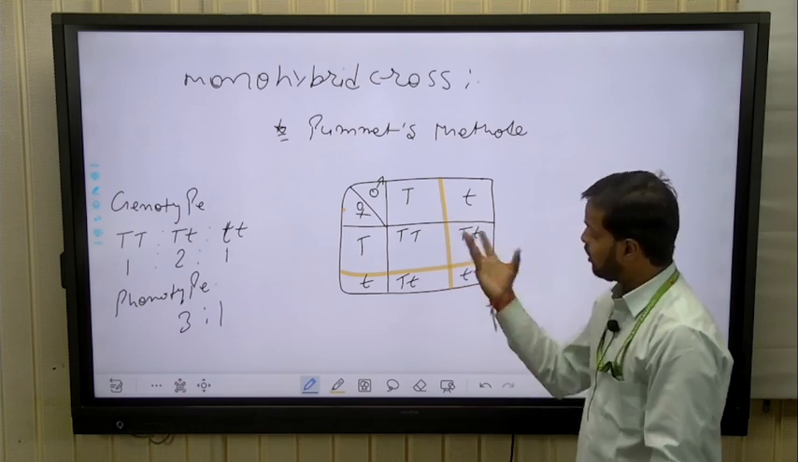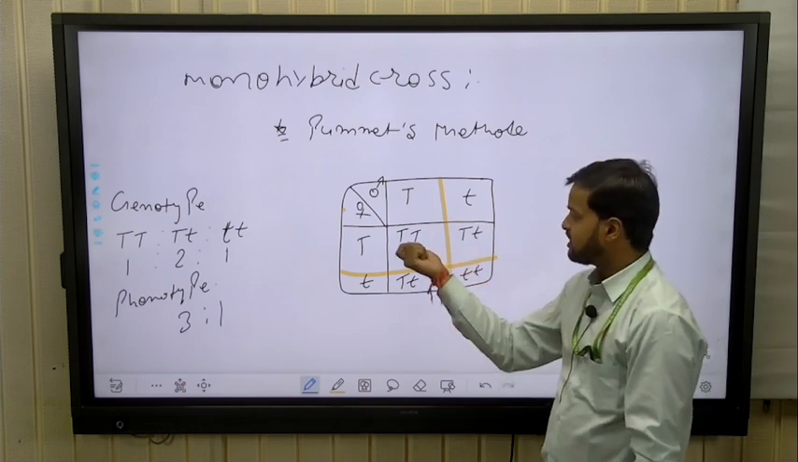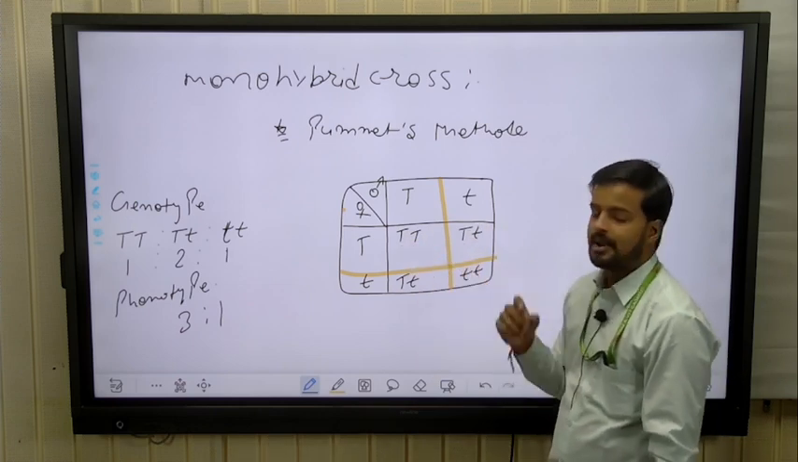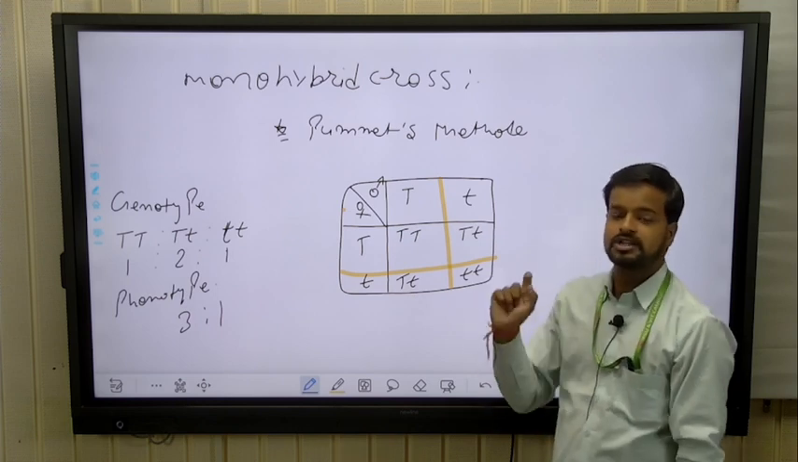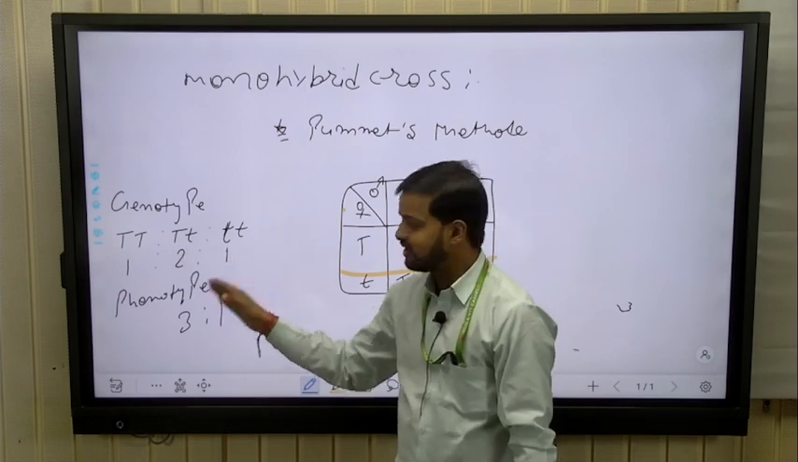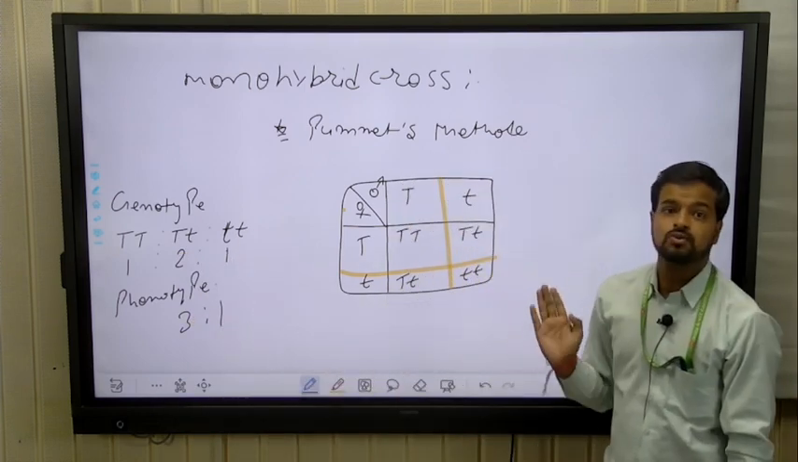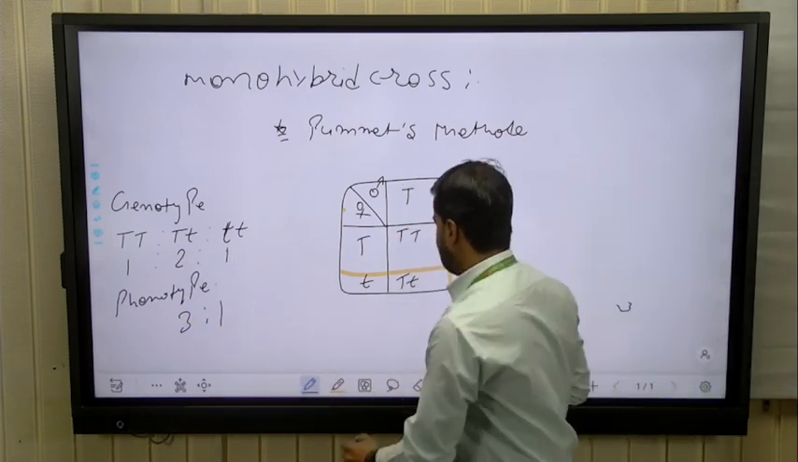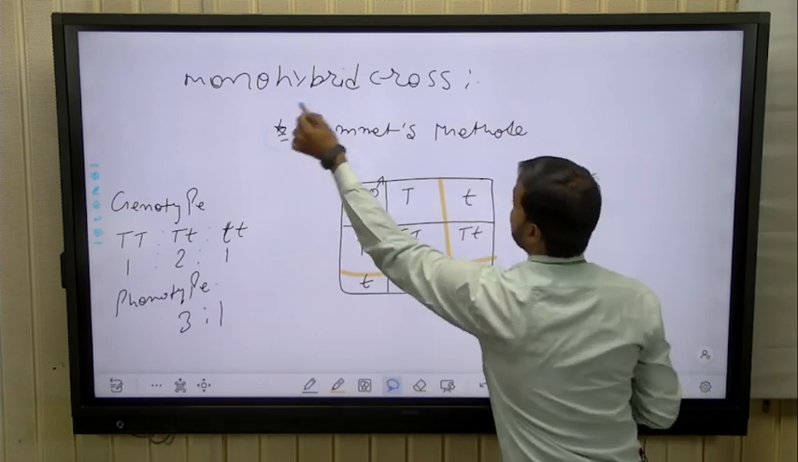According to this, we obtain the same four plants. First one is capital T, capital T, second two are capital T, small t, and the last is small t, small t. The ratio is the same, 1:2:1, and the phenotypic ratio is 3:1. Another remembering point is what? I will rough this diagram.